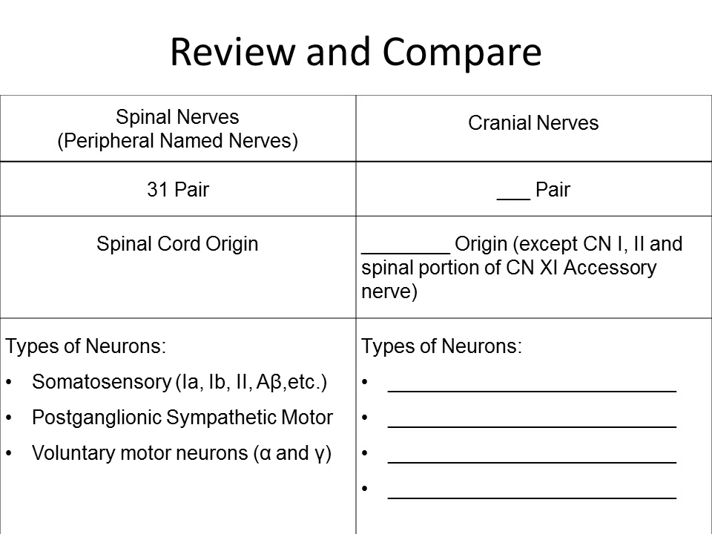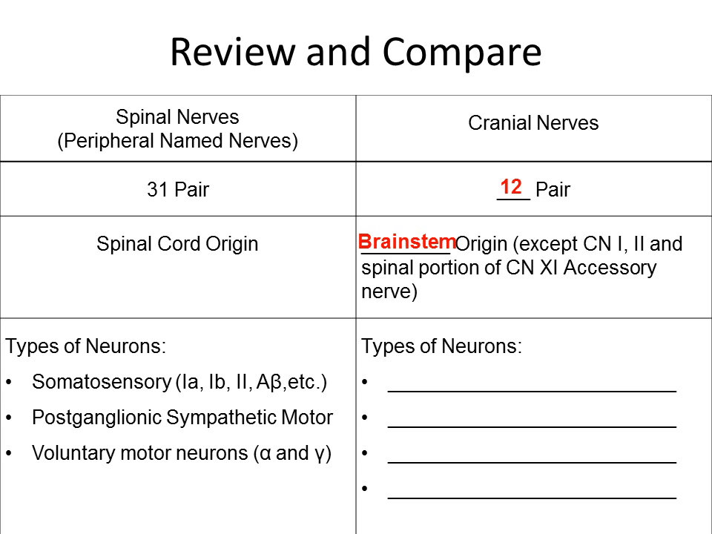Ready for the answers? We have 12 pair of cranial nerves. The cranial nerves 3 through 10 plus cranial nerve 12 all originate in the brainstem.